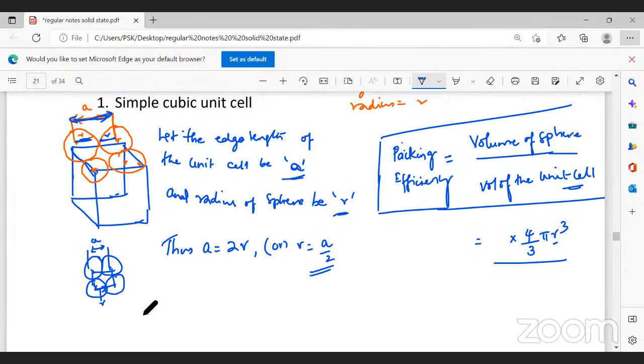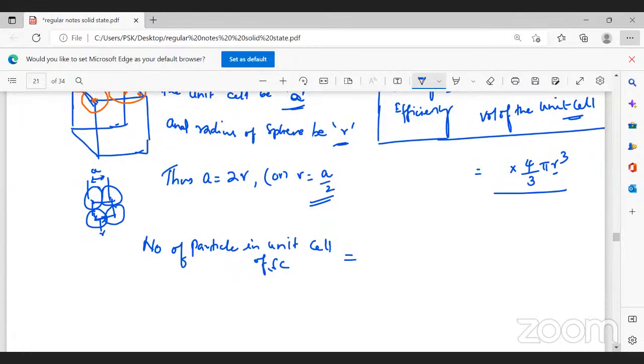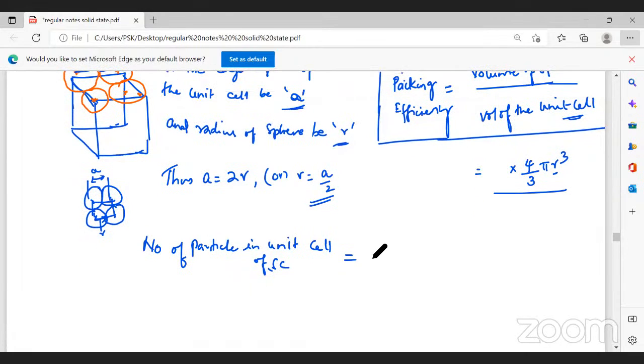Now tell me, number of particles in unit cell of SC, simple cubic lattice. How many particles are there in simple cubic lattice? One. Yesterday we did how many? 1. Correct. And body center it is 2, and in face center it is 4. We calculated the problems yesterday. Okay. Remember, revise. So what is the volume of sphere?